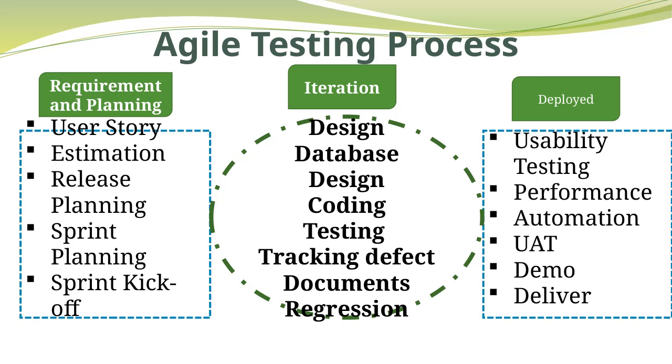Testing then happens iteratively within each sprint, meaning that tests are continuously created, executed, and refined as the software evolves. After each iteration, the tested and validated features are deployed, allowing for quick feedback and adjustments. This cycle supports continuous integration and delivery, ensuring that quality is maintained throughout development while adapting to changes efficiently. By focusing on short iterations and frequent deployments, agile testing helps teams deliver valuable, working software regularly.